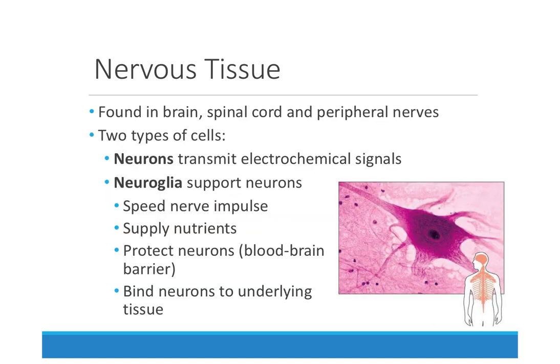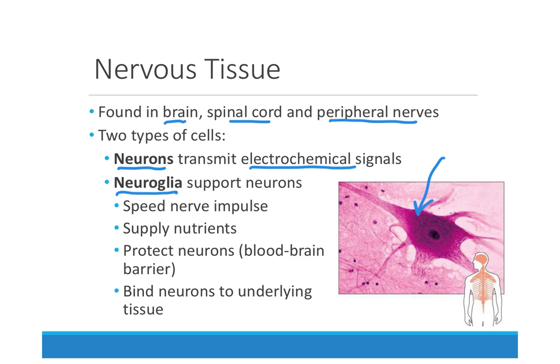Finally, we come to nervous tissue, the last type of tissue in the human body. It is found in your brain, your spinal cord, and your peripheral nerves, the nerves in the body. And nervous tissue is made up of two kinds of cells. You have the neurons, which are the cells that are actually in charge of transmitting those electrical chemical signals that we call a nerve impulse. An example of that is this big cell you can see in the slide. And then you have the neuroglial cells that support these neurons.